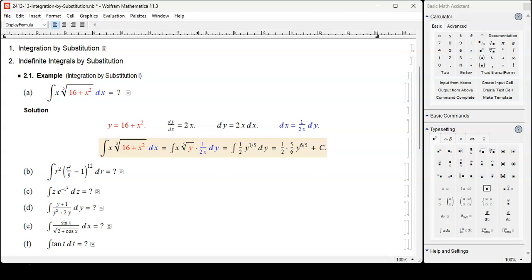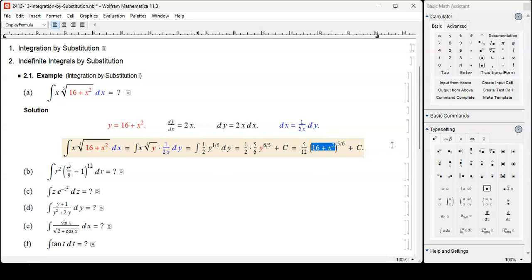But this is not the final answer yet. This is the correct antiderivative, but it's written in terms of y. So let's substitute this back into this y here. So 5 over 12, and then 16 plus x squared to the 5/6 power plus c, and that'll complete the problem. This y here is that.